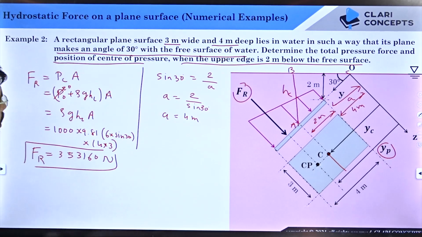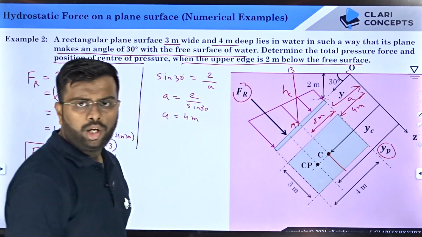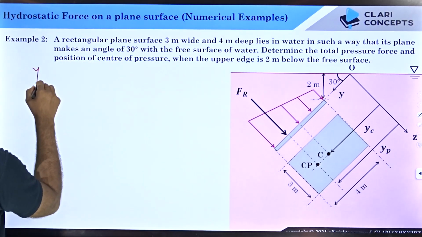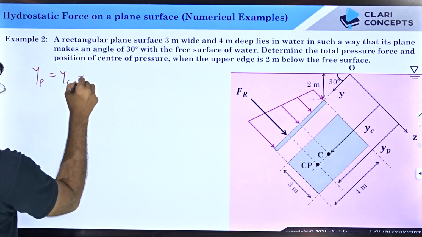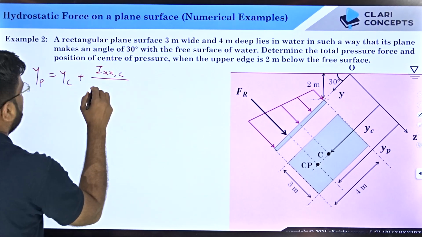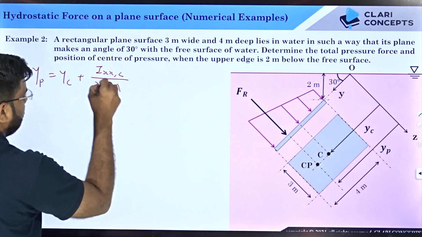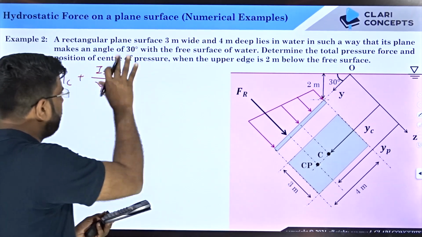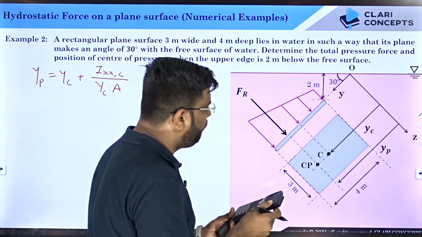353,160. Perfect. Now the question is, find out the value of YP, isn't it? Now what is YP? Let us check. YP is equals to YC plus IXX from a centroid point divided by YC into A. I have just neglected the pressure of atmospheric P0. Okay, P0 is directly neglected from the formula. So I have used the final form.